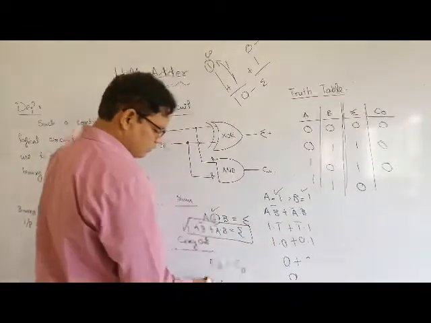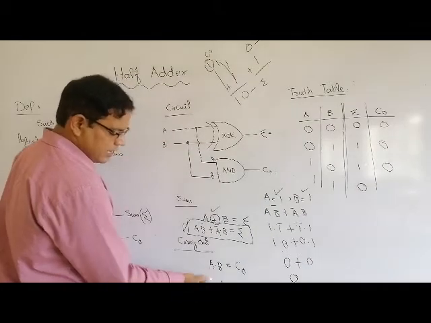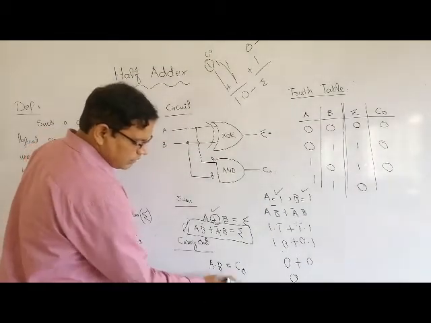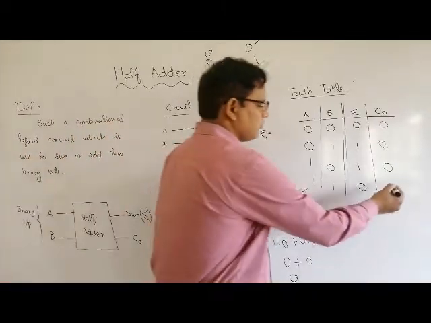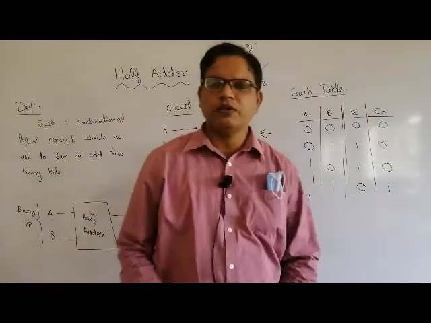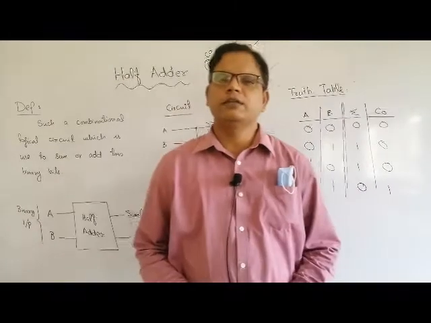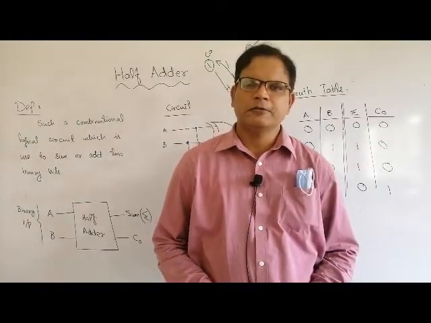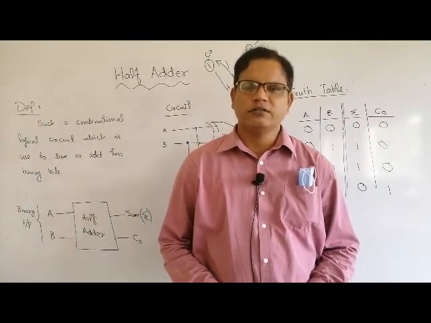What will happen in carry out? If input A is 1 and B is 1, 1 multiplied by 1 is equal to 1. So it is a very simple circuit, a very simple implementation of logical circuits, and I am hopeful that you may understand my lecture.